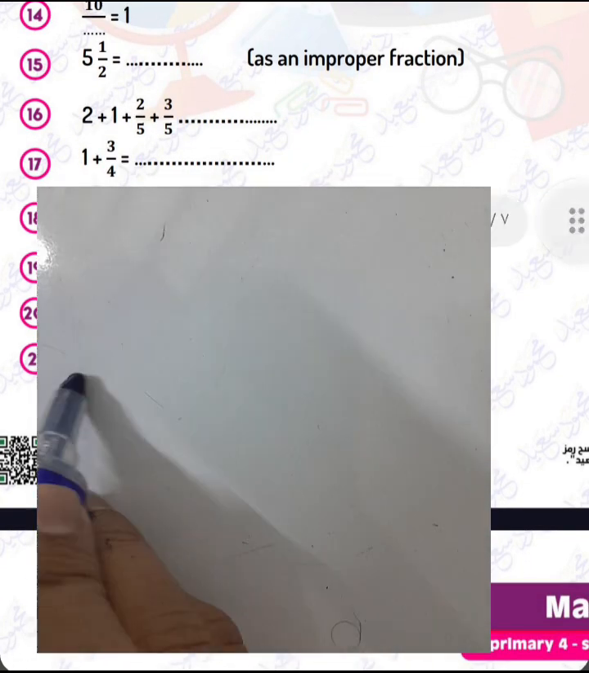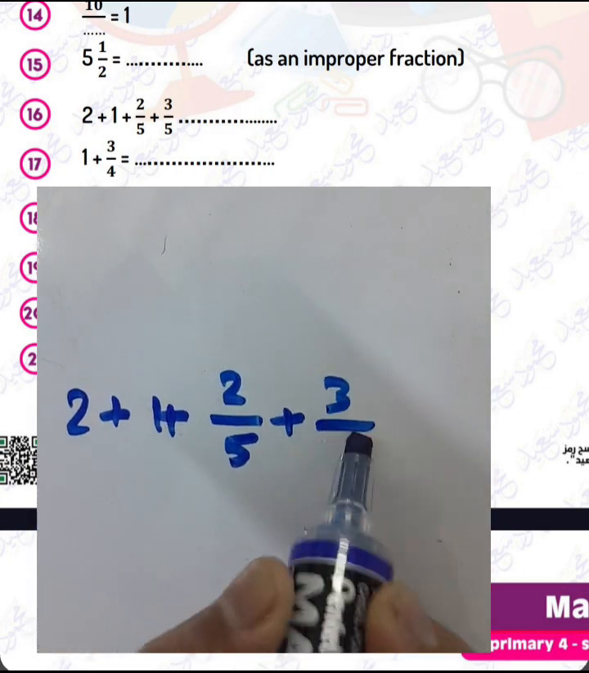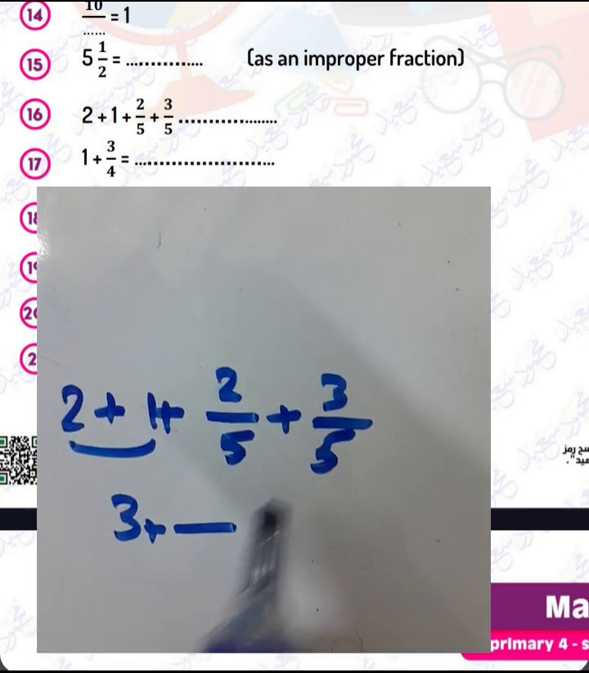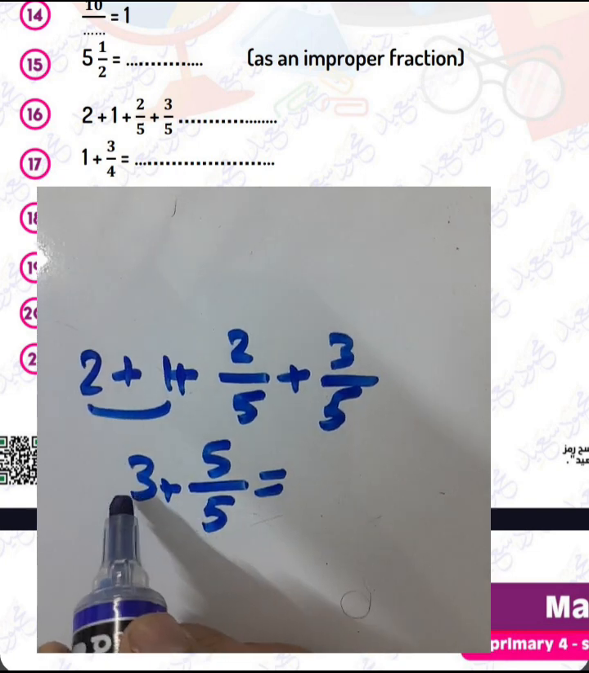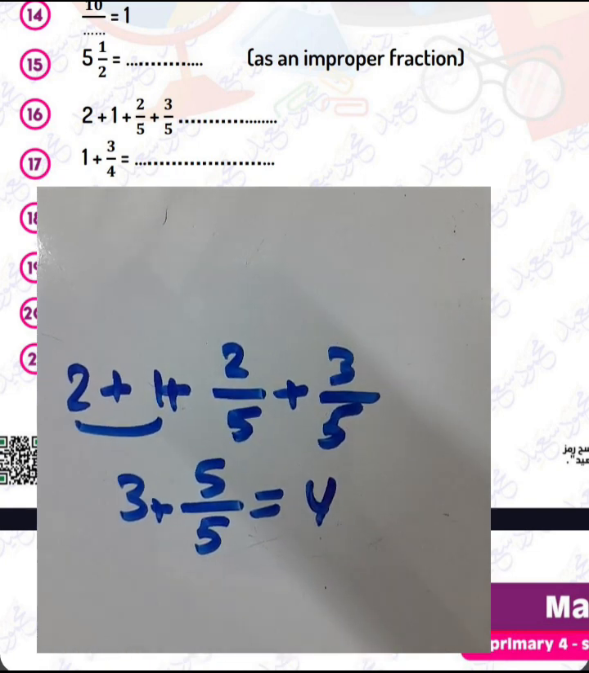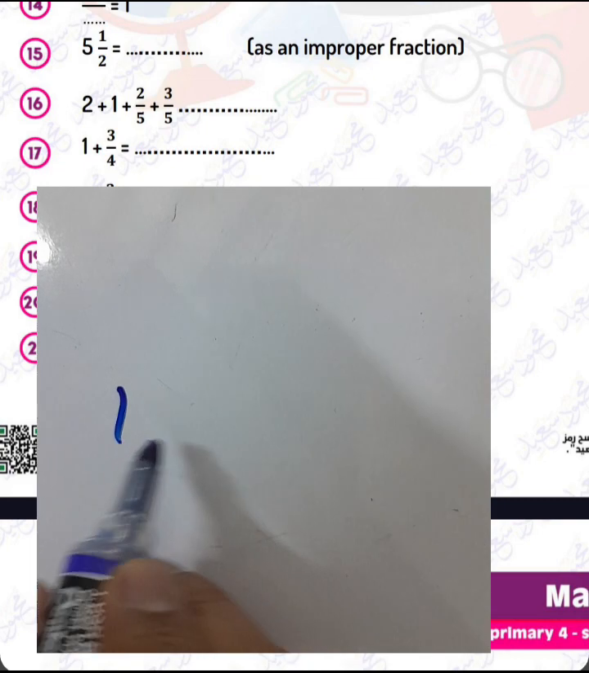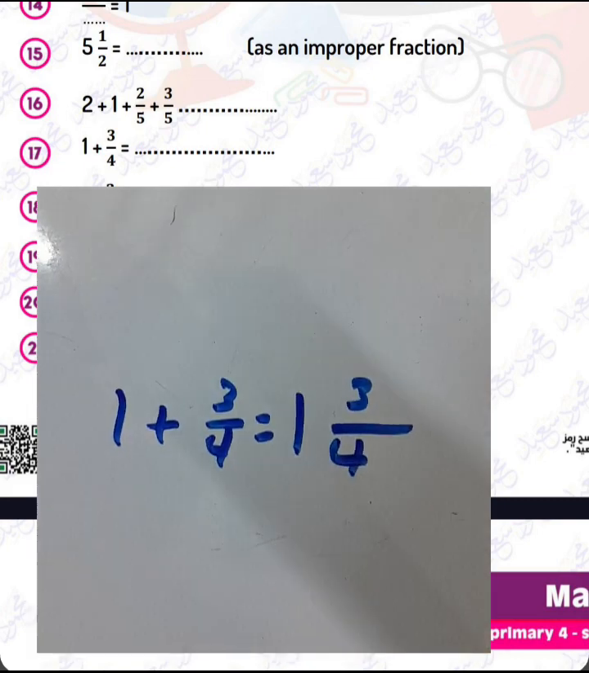2 plus 1 plus 2 over 5 plus 3 over 5. 2 plus 1 equals 3. And 2 over 5 plus 3 over 5, we can add them: 3 plus 2 equals 5, and 5 divided by 5 is 1. 1 plus 3 equals 4. Then the result will be 4. Then 1 plus 3 fourths, we can write 1 and 3 over 4.